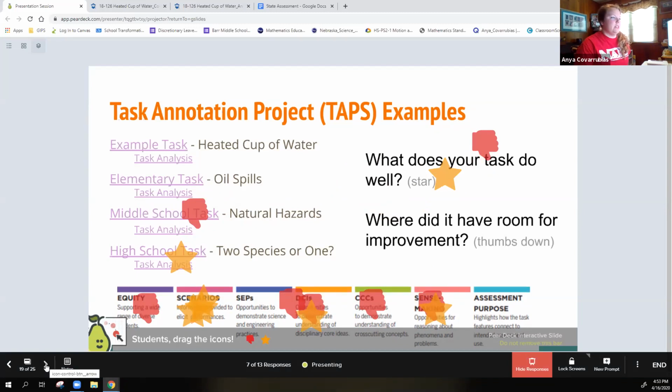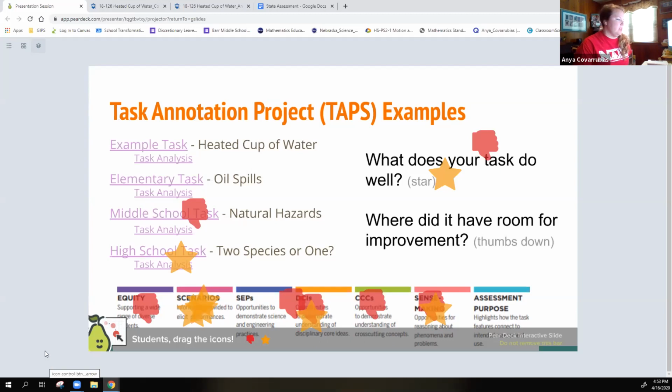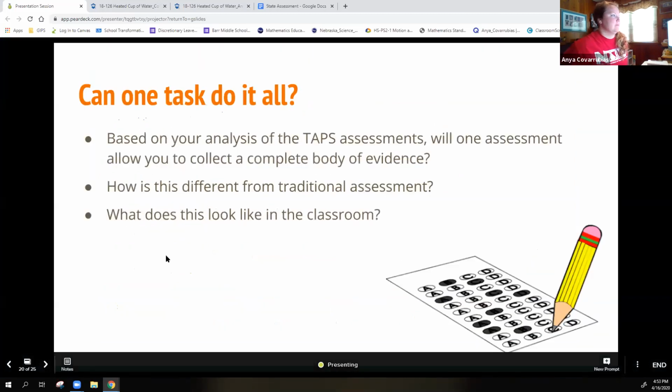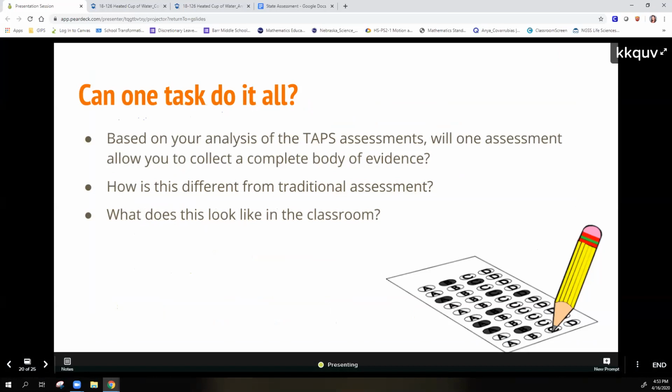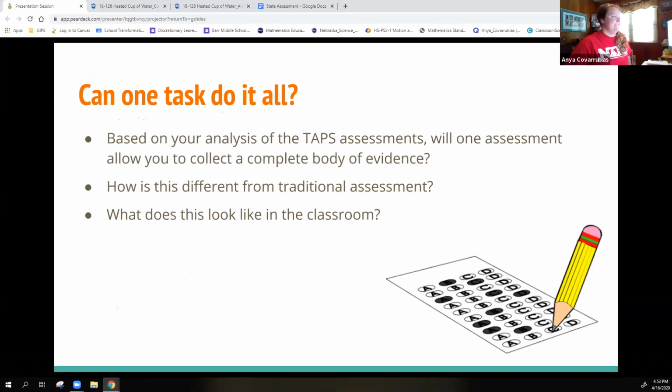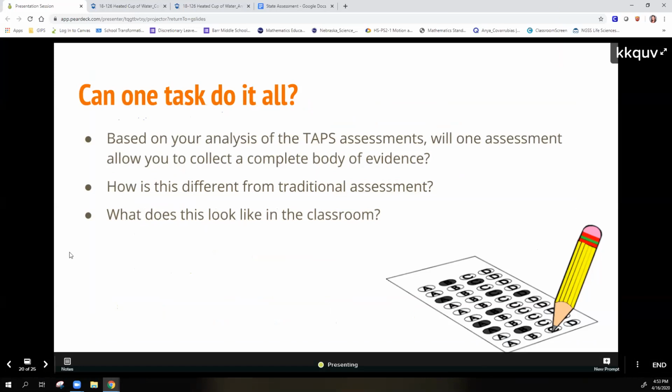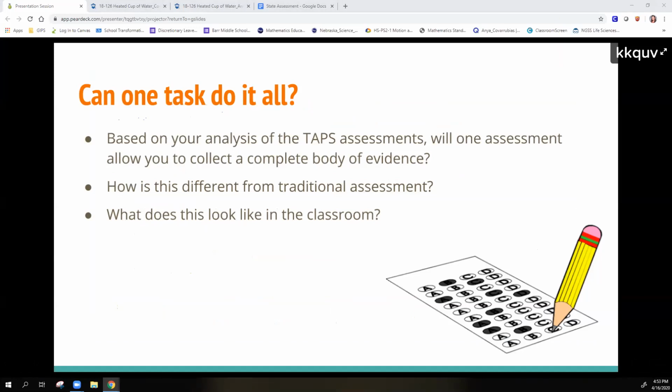All right, Betsy, do you want to help us analyze what we're doing at the classroom level with our tasks? Got to unmute my microphone, sorry. Yeah. So what I really want you to think about is, can one task do it all? And this kind of goes back to one thing Scott was talking about, can one assessment do it all? So stop and just think about that for a second based on the tasks and the analysis that you looked at from the task annotation project. And just in your head, think, can one task do everything that we're expecting from three-dimensional teaching and learning?